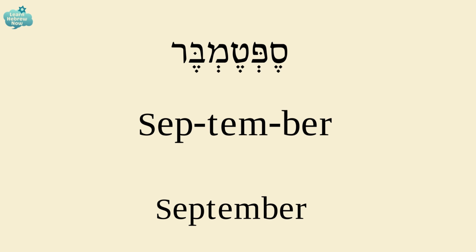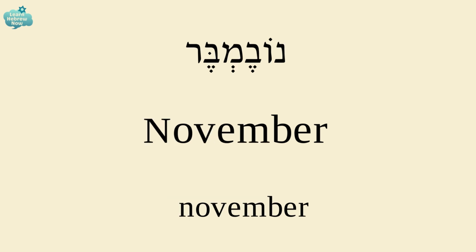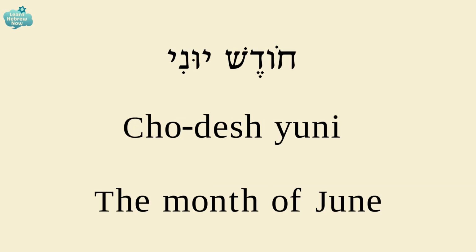The name for October is October. The name for November is November. The name for December is December.